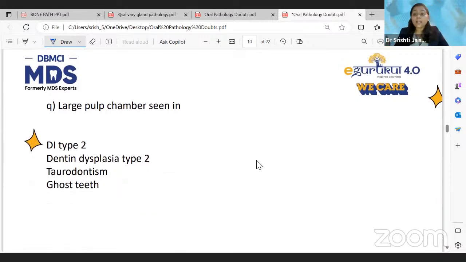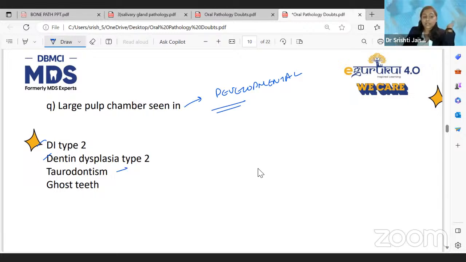Now, large pulp chamber. This is a question on developmental anomaly, very, very important. Large pulp chamber is seen in which type of pathology? We have clearly discussed in all our sessions, YouTube sessions and live sessions also. It is seen in dentinogenesis imperfecta type 2. Just remember all the type 2. Dentinogenesis imperfecta type 2 and dentine dysplasia type 2, and taurodontism. Taurodontism, what is it? It is a bull-like tooth.